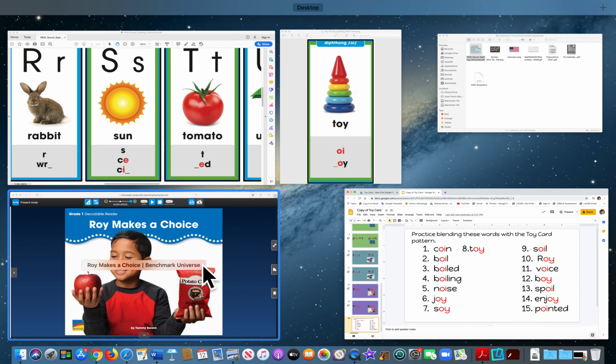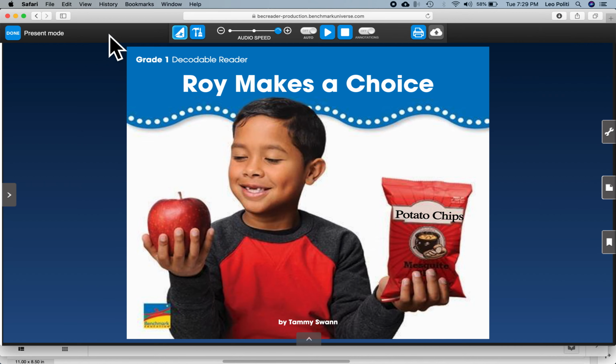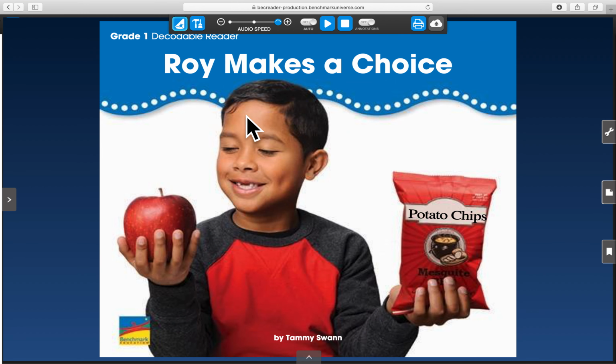Now it's time to read our decodable. Okay, let me make this bigger. And take a look at the cover. Look at the picture. Okay, try to make predictions. What do you think this story might be about?